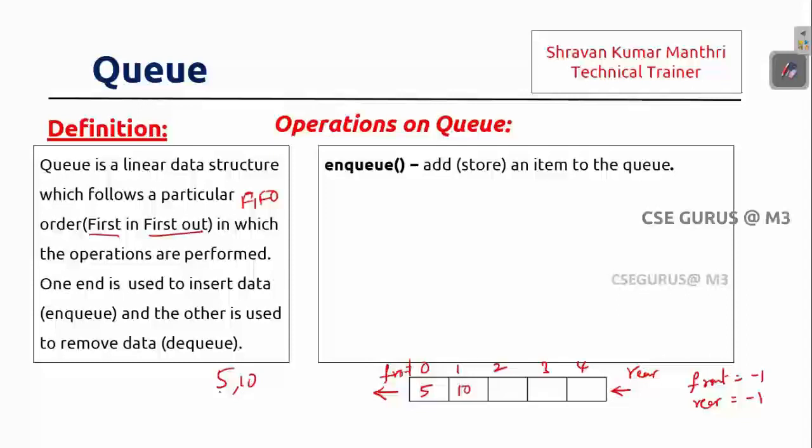Once you enter 5, your front is here. What about rear? From the rear which is empty, it moves up to here. So front and rear both will become index 0.